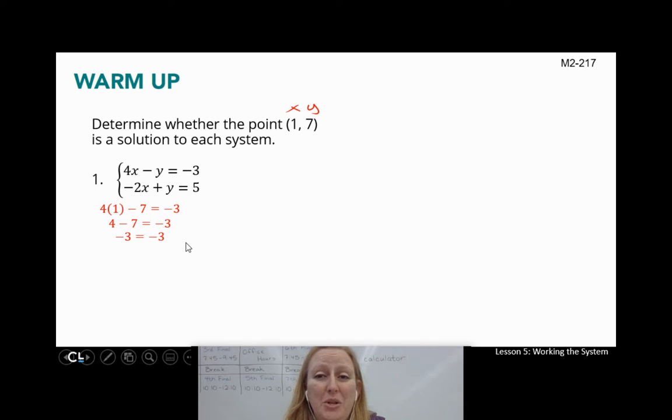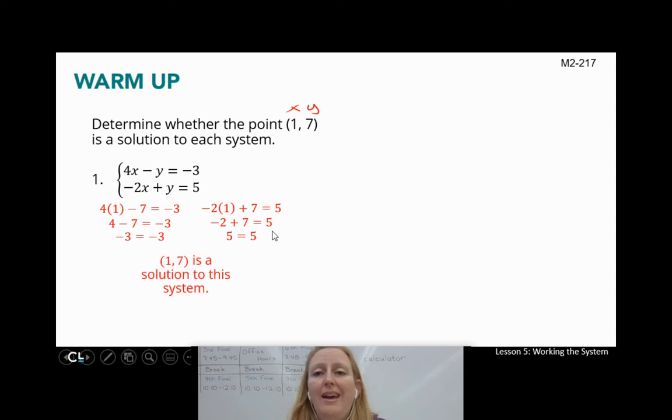Let's plug it into the other equation. So negative 2 times 1 plus 7. Well, negative 2 times 1 is negative 2. Negative 2 plus 7 is 5. Oh, which does equal 5. So, yay, (1, 7) is a solution to this system. So remember, the deal is that in order to be a solution, it has to be true for both statements, not just one. It has to be true for all of the statements in the system.